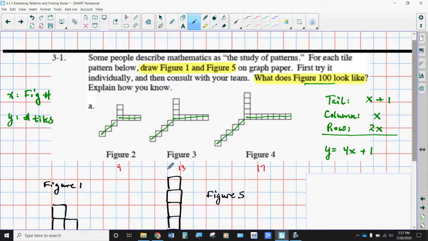You know, we could do figure 1,322. How many tiles would be in that? Well, multiply that times 4, and then add 1, and you've got your total number of tiles.